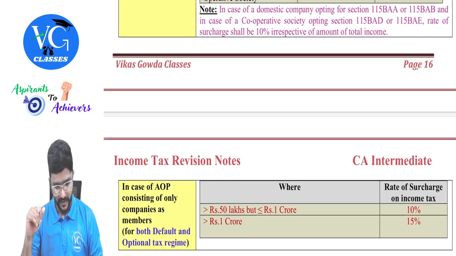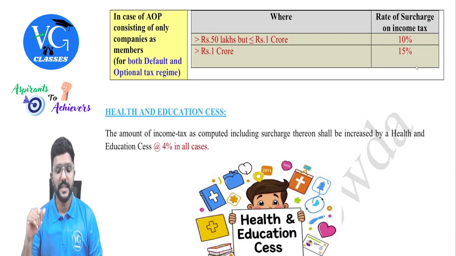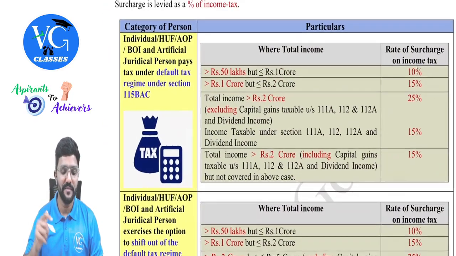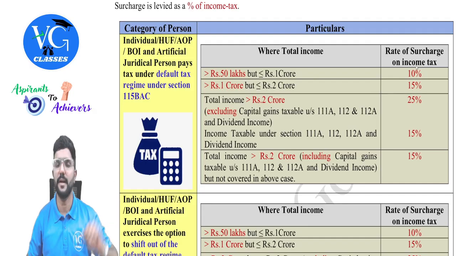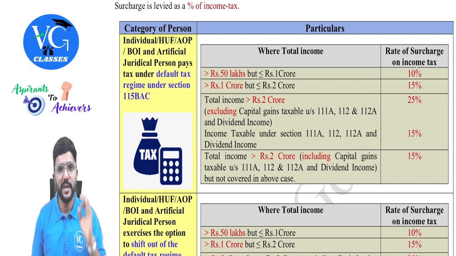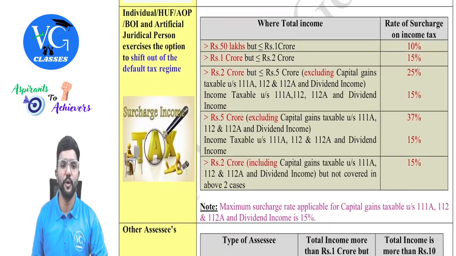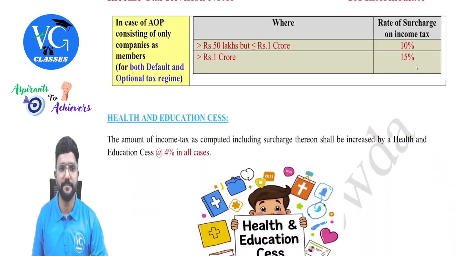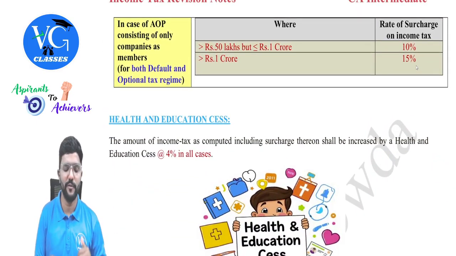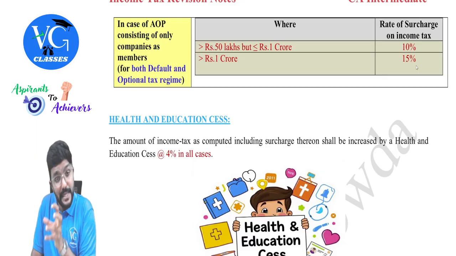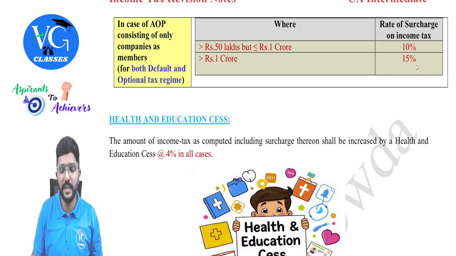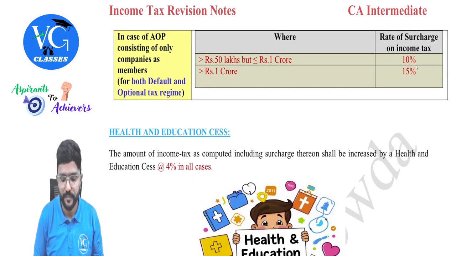Yes, sir. Fine. Next, guys, for AOP, association of persons, we already covered here. Who can be a member of an AOP? Any person, including companies. But only if companies are members of the AOP, then the surcharge rate is different for them. Whether they are following the default regime or optional scheme, doesn't matter.